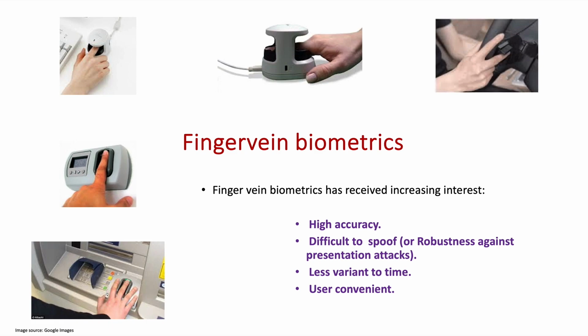So Fingervein biometrics has been quite popular for the past decade because of several characteristics that include high accuracy, and it is difficult to spoof because the vein characteristics are not visible to the naked eye. Also, the variation of the biometric characteristics is less over time, and it is more user convenient. That means that the interaction with the sensor is more convenient for the user.